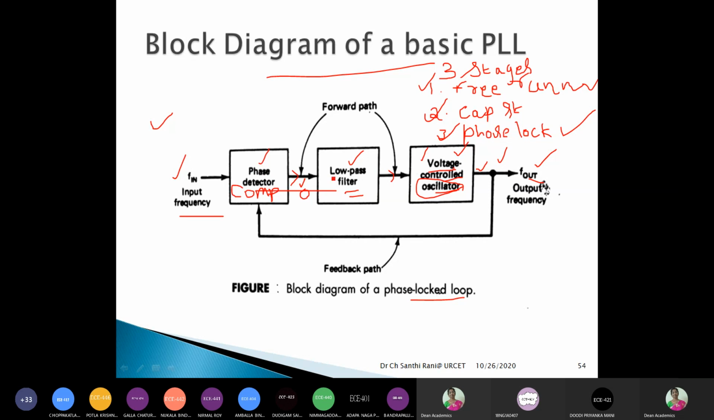So what is a phase detector? It is nothing but a comparator. And what are the different types of comparators? Like that, we are going to study each and every block in today's class. So we will see that.